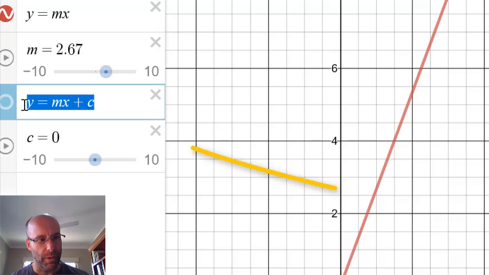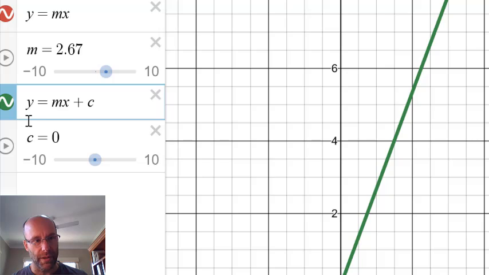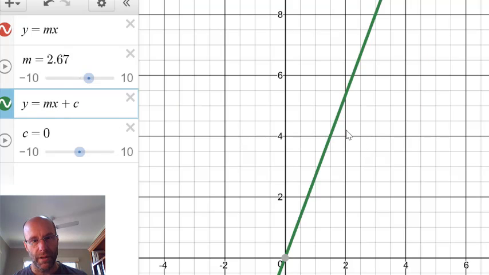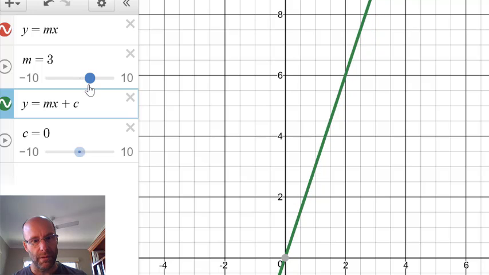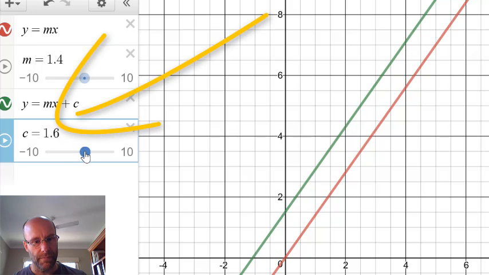But if we look at a second sort of function, it has the form y equals mx, like the red one above, but it's got a plus c on the end, so y equals mx plus c. And you'll see that when I turn that on, it's green. Hopefully you can see that, and it's set directly over the top of the other one. So is there no difference? Well, you might see that c is set to 0. What if I change that?